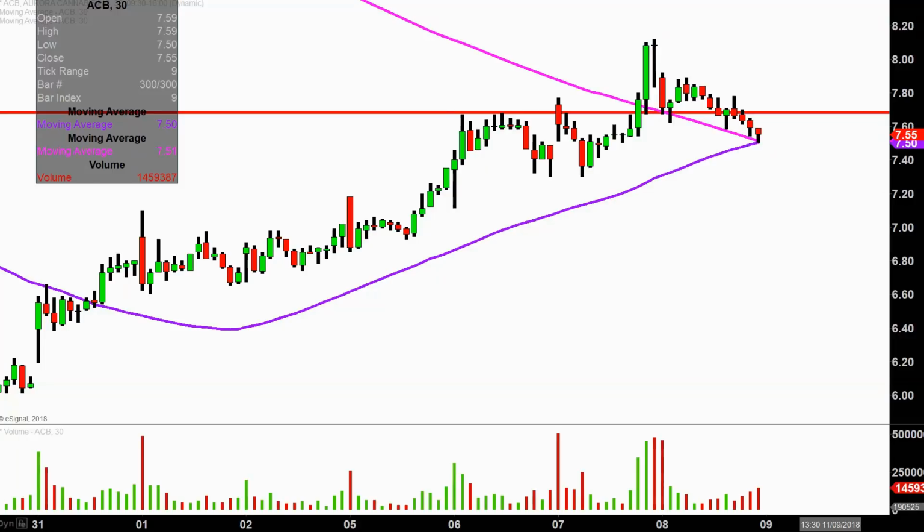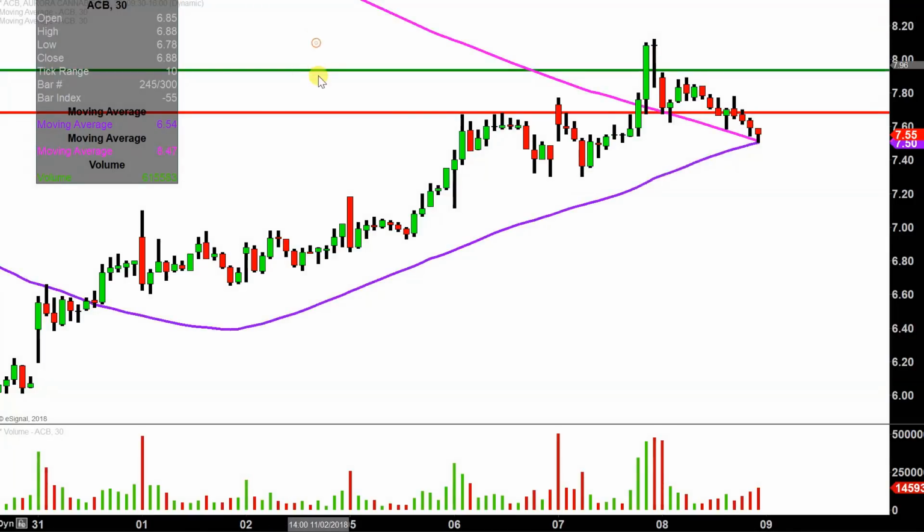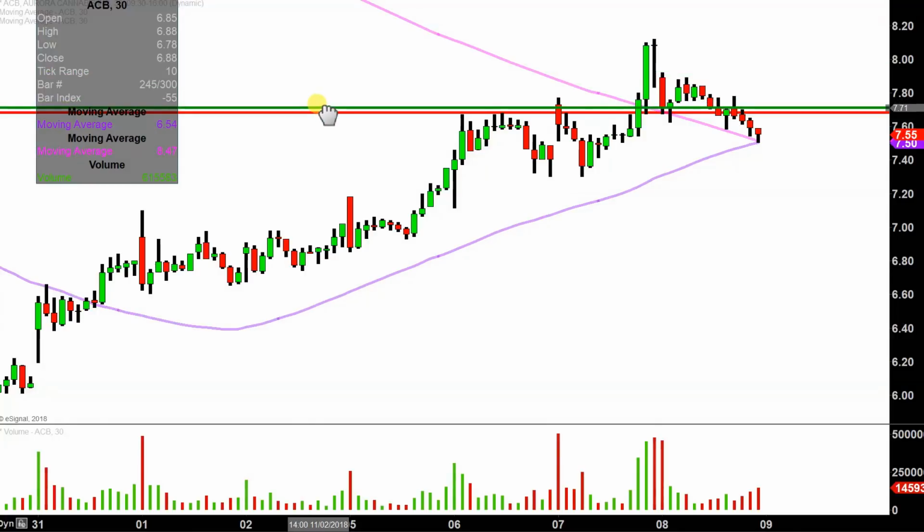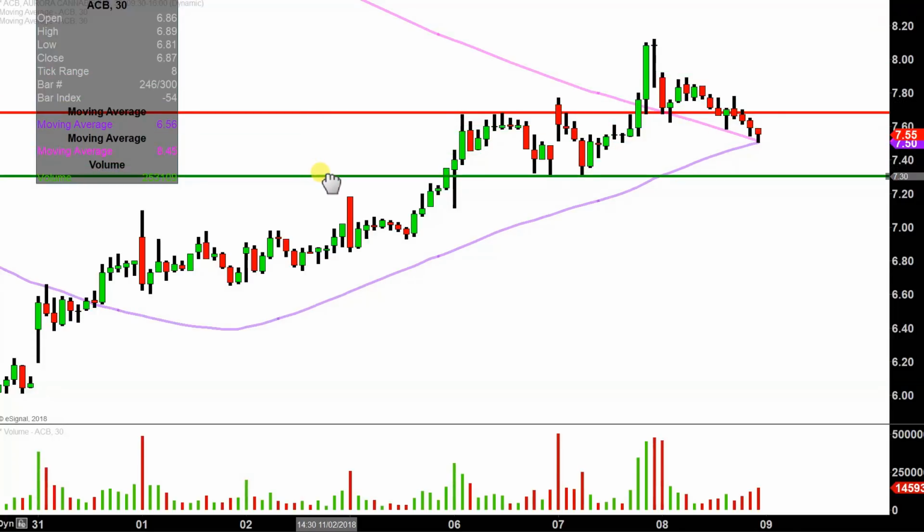So 750, definitely a very important level of support going into tomorrow. So we'll see if that level can hold or not. In the event 750 does not hold, the next key level of support to keep an eye on at that point would be down around the $7.30 mark.